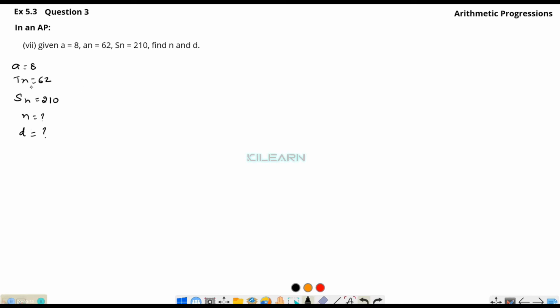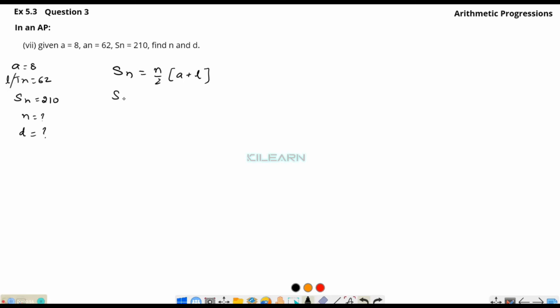One is the Sn value and the other is the Tn value. By using these two, I am going to find n first. I can directly take Sn because I don't have d and n, so I cannot use Tn. Sn is equal to n by 2 into a plus l. Why do I take l? Because I have the last term, so I can consider this as l.